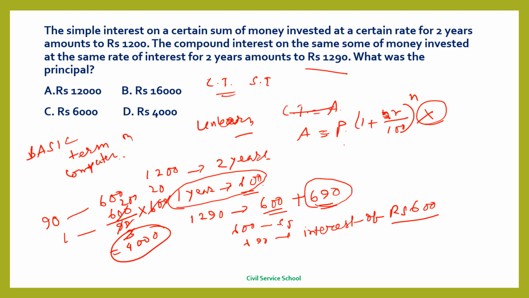You just visualize this question and solve. This is the answer. And if you don't understand, just ask me in the comment section. I will teach you better. So whenever you do questions of CI and SI, just use your basic sense. Don't go by the formulas.